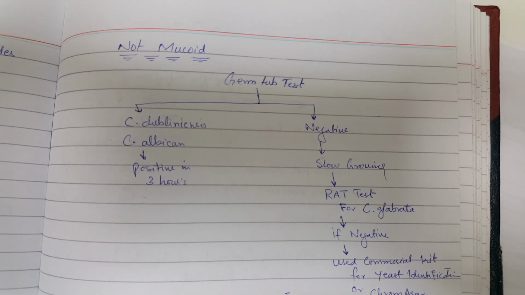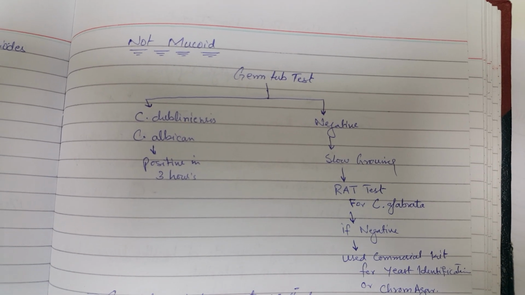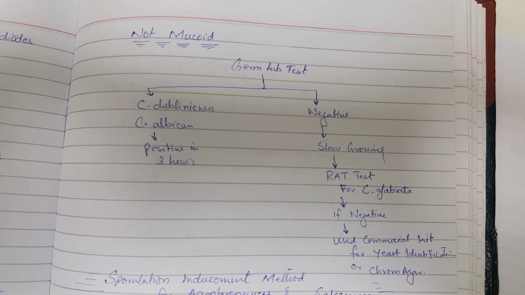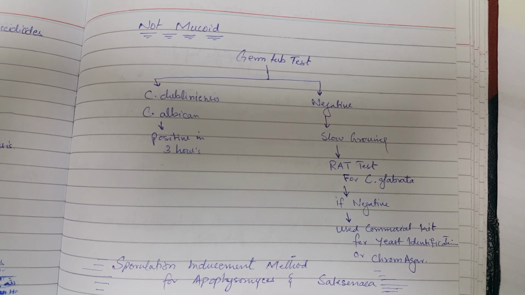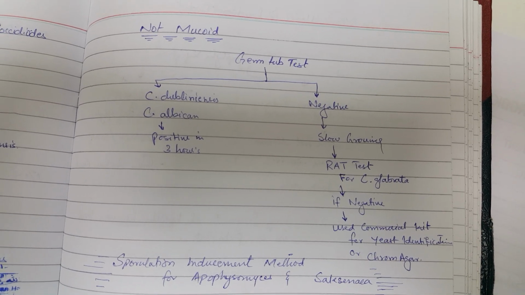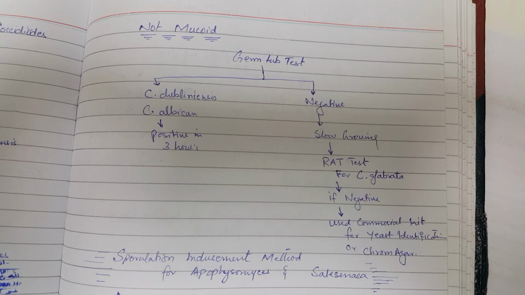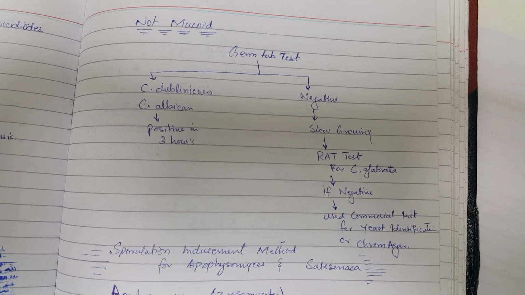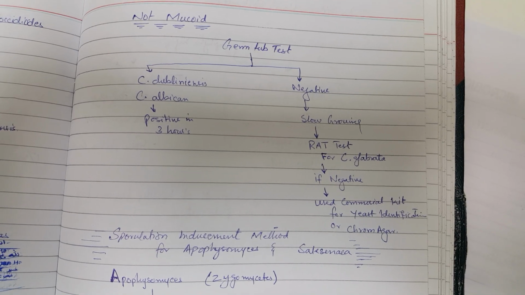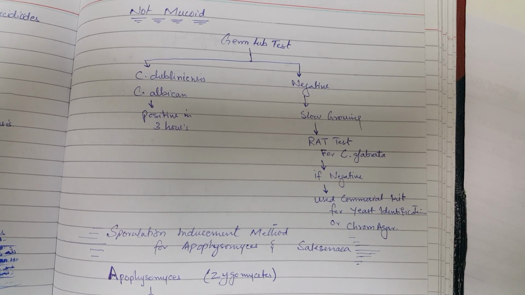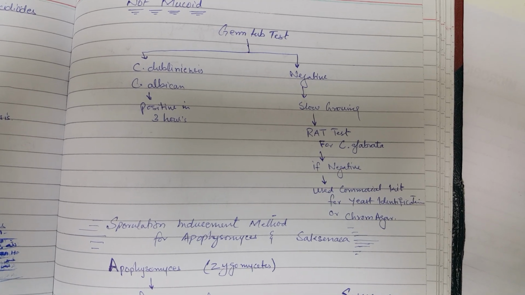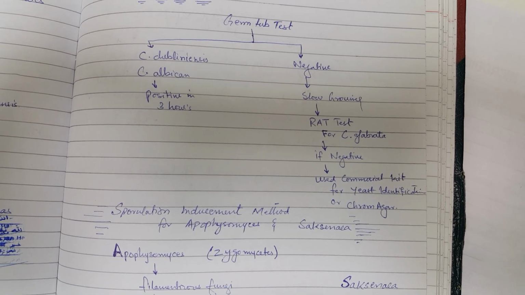If the colonies are not mucoid, the germ tube test is used. If it is positive, then C. albicans is suspected, which is positive within 3 hours. And if it is negative, then we go for the slow growing organisms. First we rule out C. glabrata by the RAT test. If it is negative, then use the commercial kit for yeast identification or chrome agar.